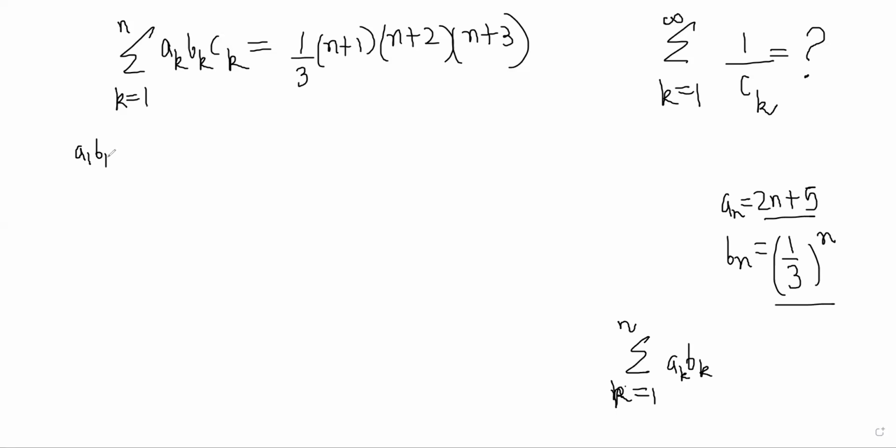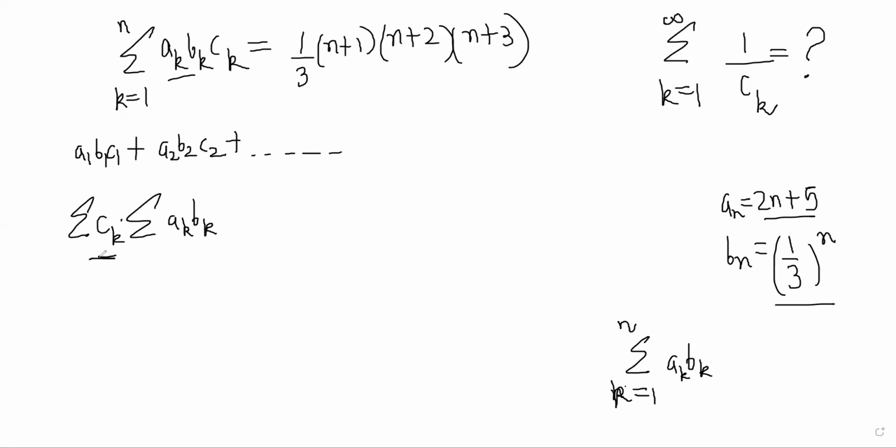If I have to do this A1, B1, C1 plus A2, B2, C2, and all, can I say that it is not the same thing as doing, you cannot split it, no? That is the problem. You can't say that it is summation of CK multiplied by summation of AK, BK. That is different, right? Is it the same thing? No. You are getting many extra terms here, right?